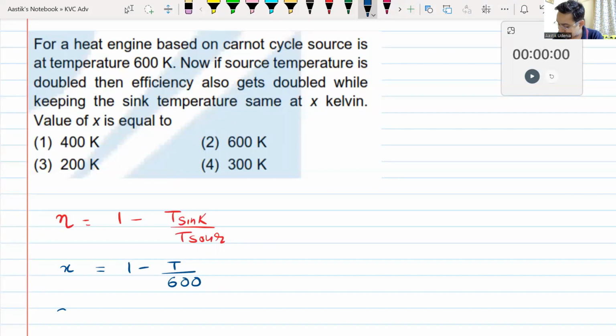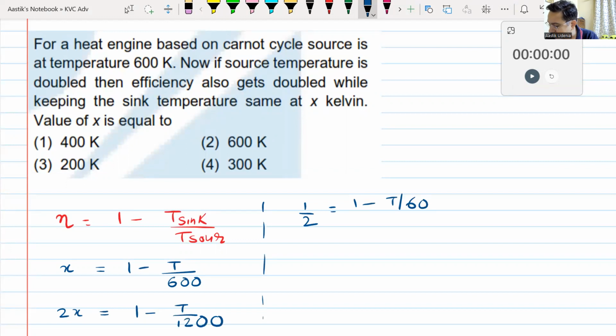Then you have the efficiency as 2x, 1 minus T divided by 1200. You had to divide these two things, and what will you get? This half will be equal to 1 minus T by 600 divided by 1 minus T by 1200. You had to solve this and you had to get the answer, and the answer to this one was 400 Kelvin. That is what we get.